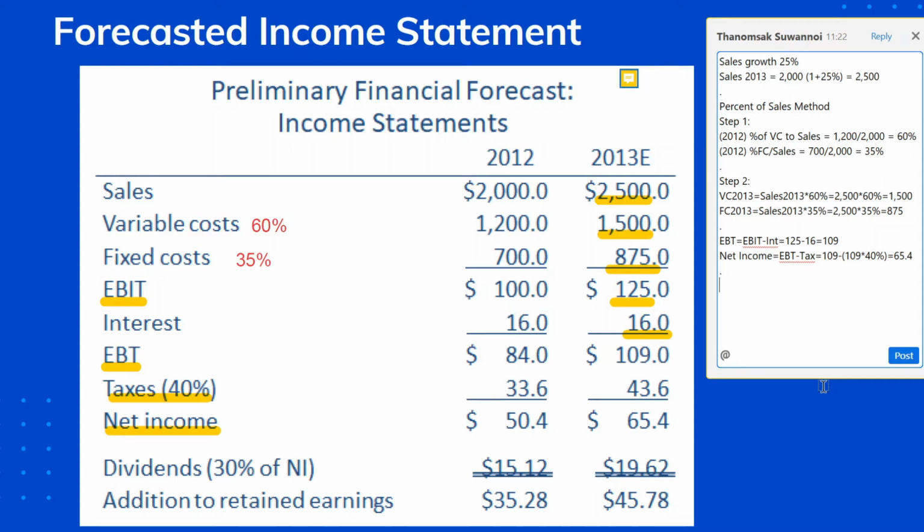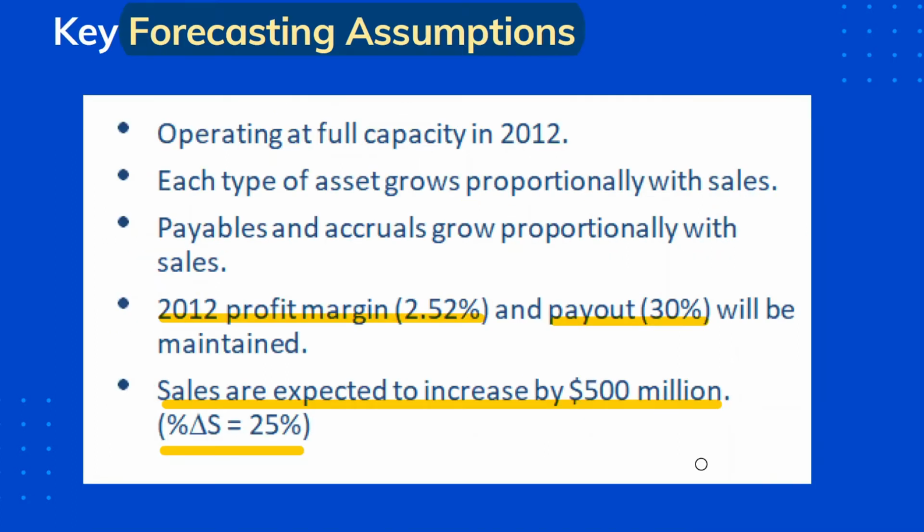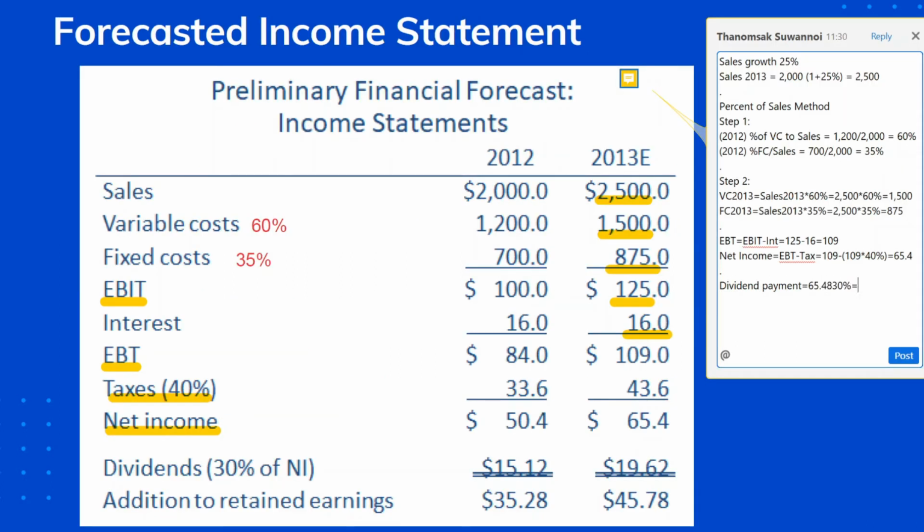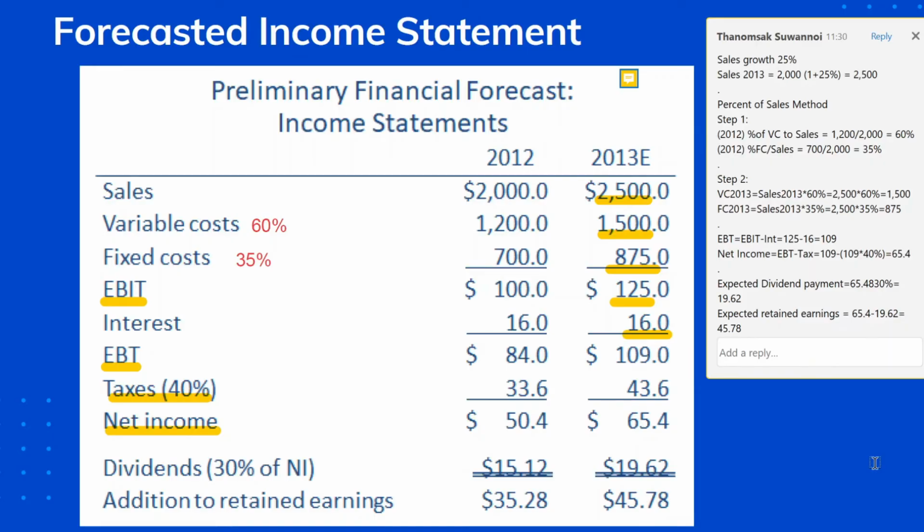Next step is to calculate expected dividend payment. Our key forecasting assumption suggests that the firm will maintain the dividends payment of 30% of net profit. So dividends payment is expected to be 19.62. We can calculate expected earnings that the firm will retain back into the firm. So this calculation completes our forecasted income statement in 2013.